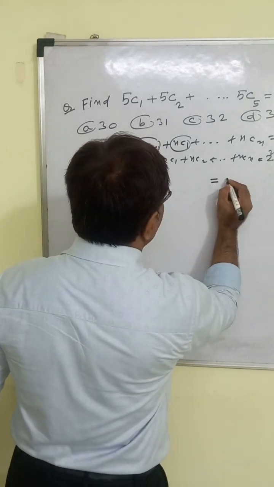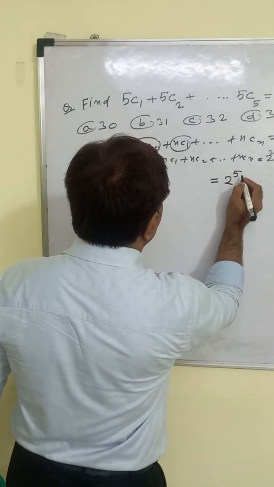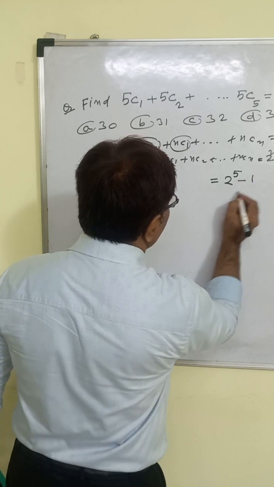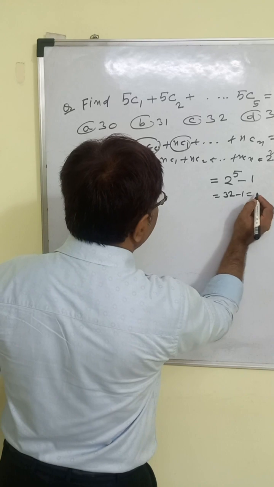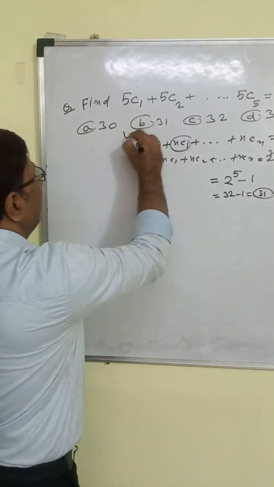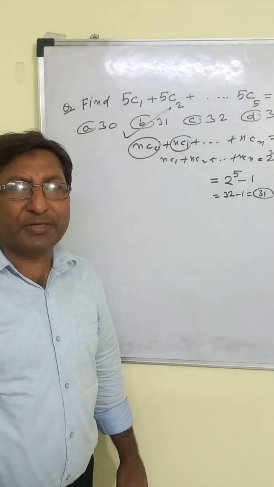So our correct answer will be 2 power n, that is 2 power 5, minus 1. So you know 2 power 5 is 32, minus 1, that is 31. So our correct answer is B option, 31.